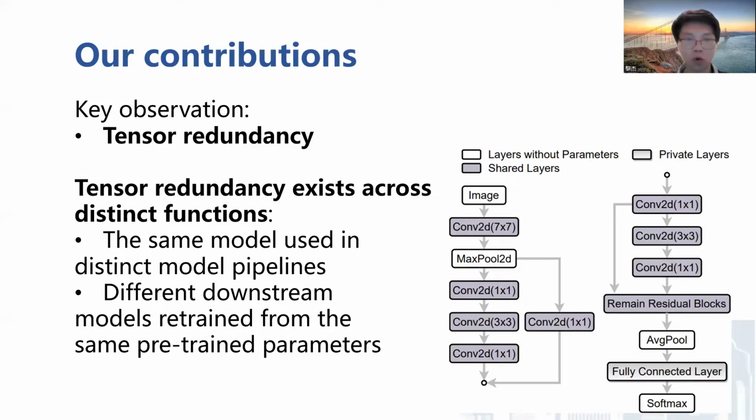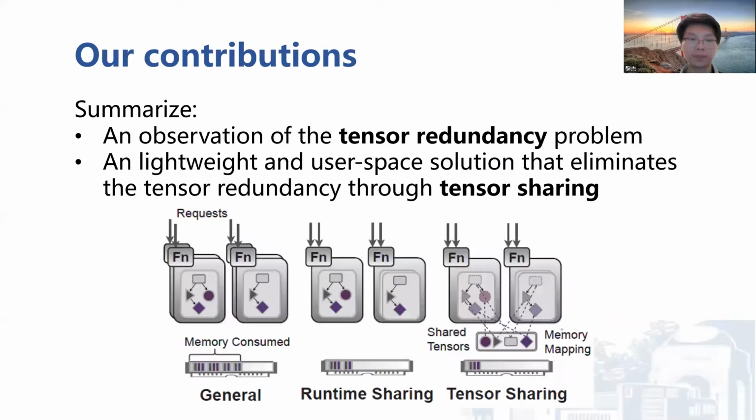And in the process of pre-training and transfer learning, it is also common to only retrain a subset of parameters in case of similar downstream tasks or insufficient training samples, to reduce training costs and improve accuracy, which also causes different functions to have identical tensors. For example, here is an illustration of ResNet 50. When we only retrain the last fully connected layers, the parameters in previous convolutional layers could be identical across different functions. To summarize, our main contributions are, first, an observation of the tensor redundancy problem in serverless inference platforms.